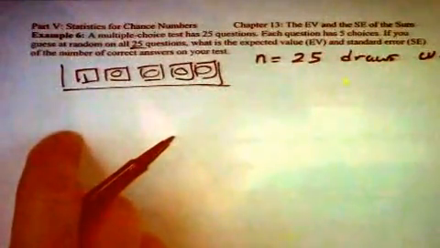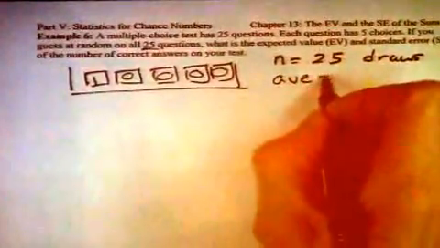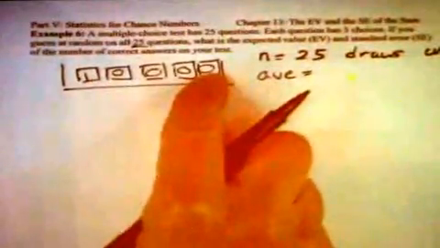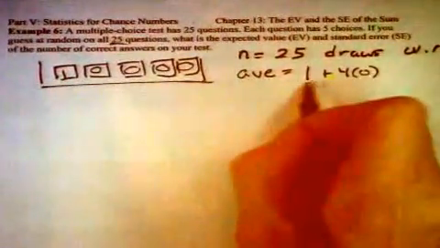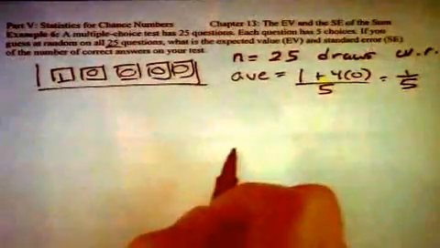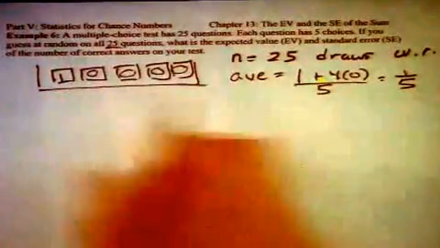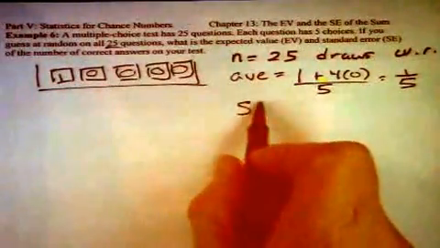All right, so now let's figure out the average of the box, because we're going to need that for the expected value. So what do we do? Just add up all the tickets in the box, and it's 1 plus 4 zeros, which is 1 over 5. So the average of the box is 1/5. And what is the standard deviation of the box? We're going to need that too. Let's do that for the standard error.